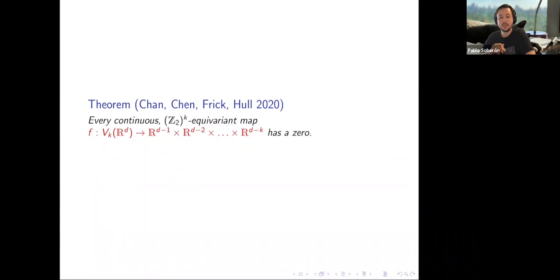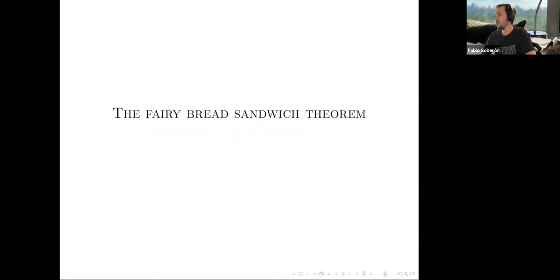Also, one thing I mentioned is that my collaborators were all undergraduate students, and this result was actually from an REU at Cornell, where Chan, Chen, and Hall were undergraduate students. So this keeps being a set of results which was mostly done by undergraduate students. Okay, so let's go ahead and show a proof of the fairy bread sandwich theorem, minus a few details, okay?